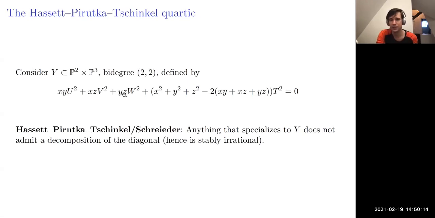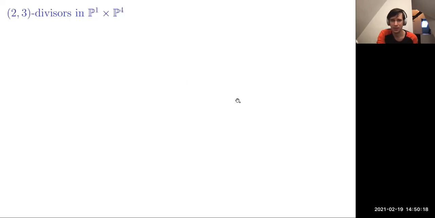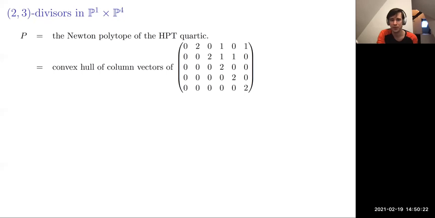But the good thing for us is that there are very few monomials in this example. So if we look at the Newton polytope of this quartic, it's given by the convex hull of the columns of this matrix here. So here you would have 0, 0, 0 corresponding to 1, or a constant, and then you would have these other monomials.